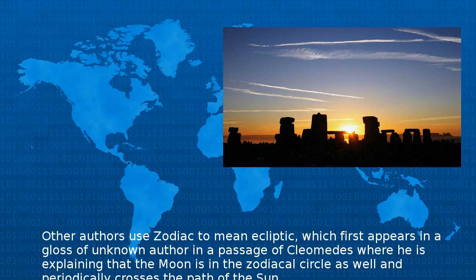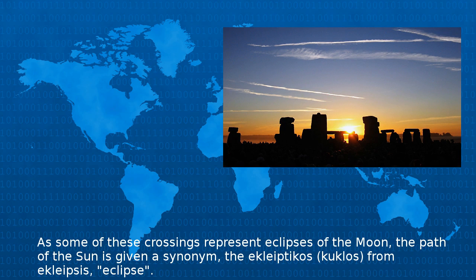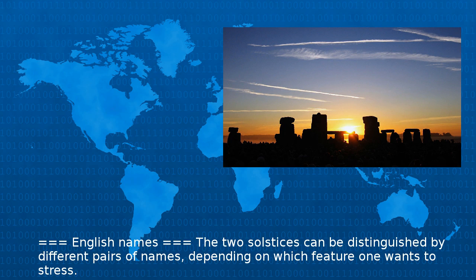Other authors use zodiac to mean ecliptic, which first appears in a gloss of unknown author in a passage of Cleomedes where he is explaining that the moon is in the zodiacal circle as well and periodically crosses the path of the sun. As some of these crossings represent eclipses of the moon, the path of the sun is given a synonym, the ekleiptikos kyklos, from eclipsis, eclipse.